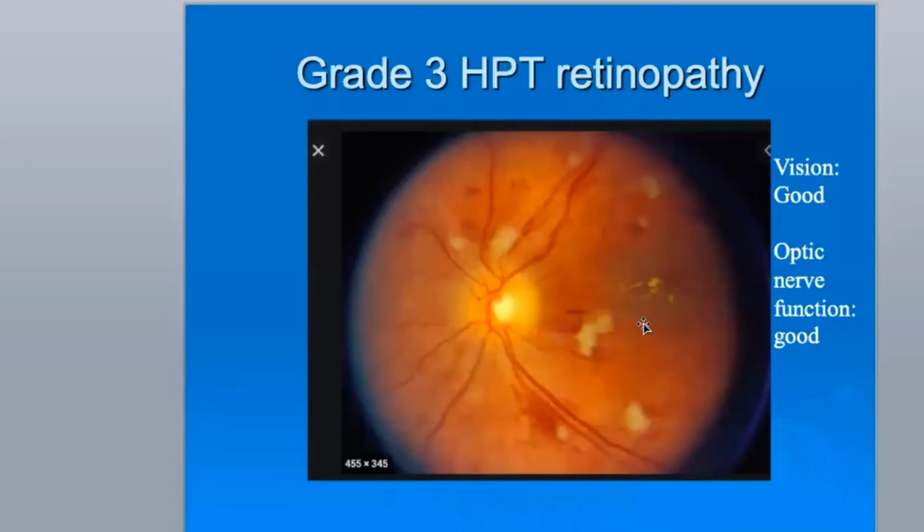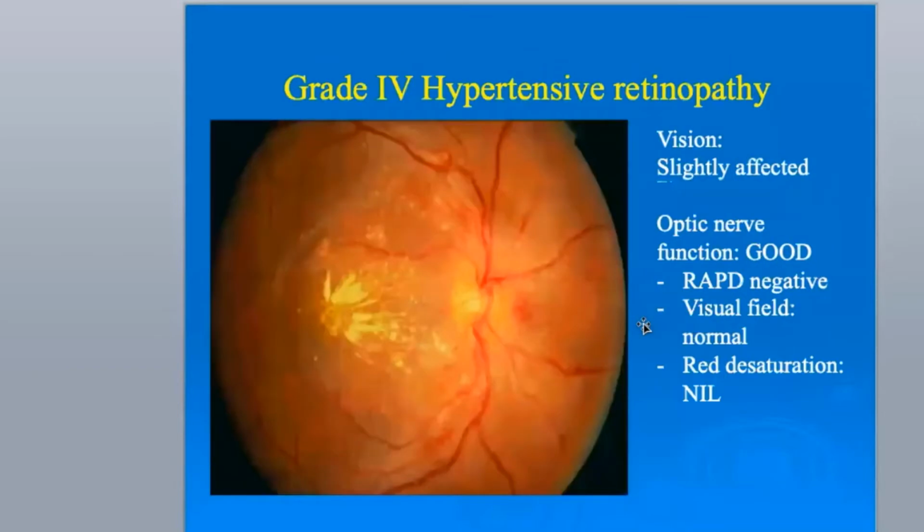Optic nerve function generally will still be good. We will go to optic nerve function later. But just remember, vision is usually good unless there are hard exudates at the macula. Optic nerve function is also usually good. Okay, let's see. Now, you have seen the hard exudates, you already see the flame-shaped hemorrhages, suddenly you see optic disc swelling. So you know this is already grade 4.